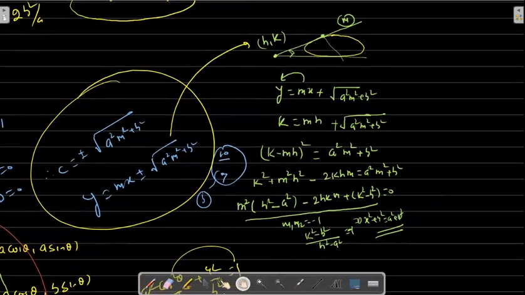Now, for a given slope m, what do you find here? You have a slope m for which you have a tangent. You can write one of the tangents like this. You can have one more. If you translate it here, you will get one more tangent. I'm considering only one of the tangents at this moment.